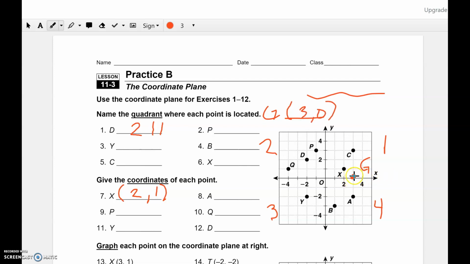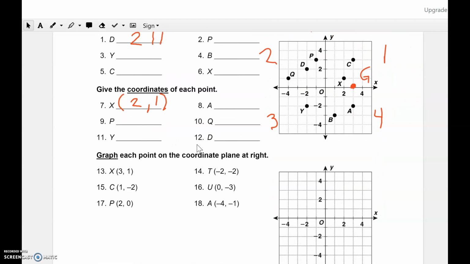If you have a point that's plotted on the x-axis or the y-axis, it's not in a quadrant, so you would say no quadrant, and you can abbreviate that. So if you have a point that's plotted on the x-axis or the y-axis, you can say no quadrant. Okay?